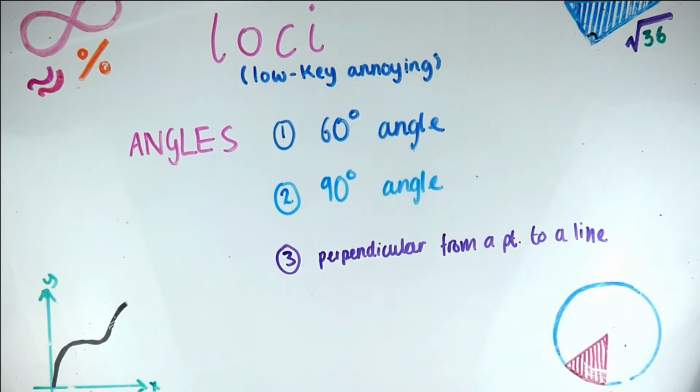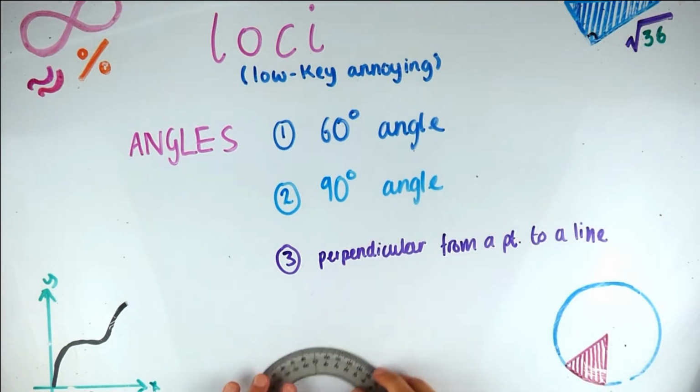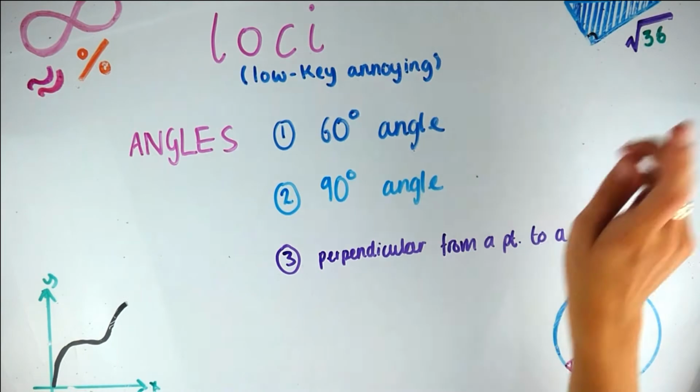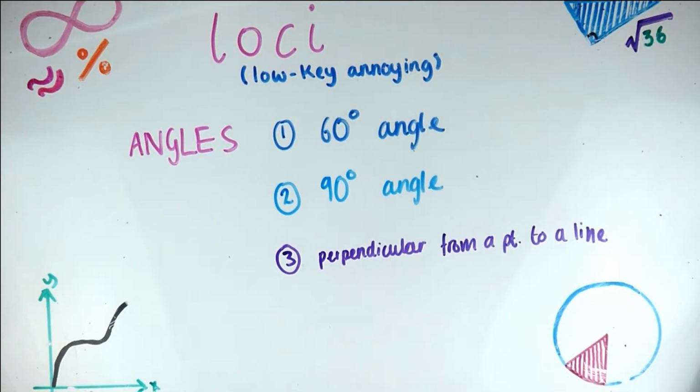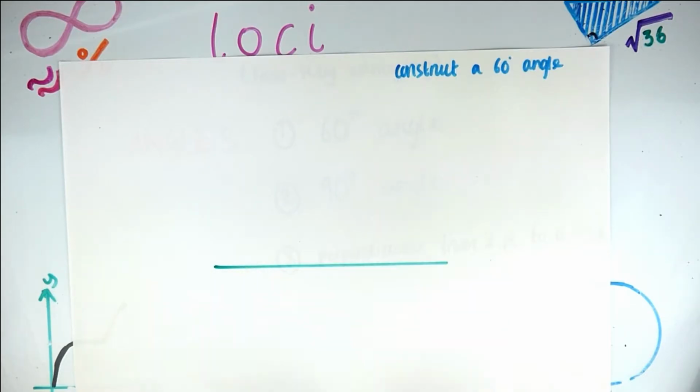Okay, so for the angle section, firstly we're going to learn how to construct a 60-degree angle without just using a protractor. Then we're going to construct a 90-degree angle without using a protractor. And then the third part is a perpendicular from a point to a line, which will make more sense when you see it. Okay, so I'm going to construct a 60-degree angle, like off this line, without using a protractor.